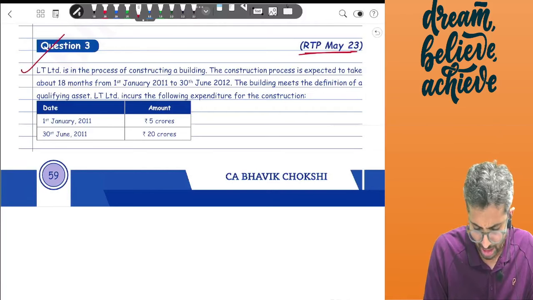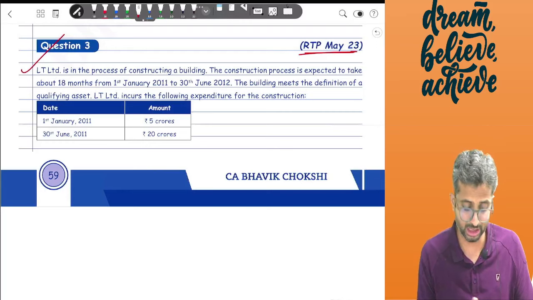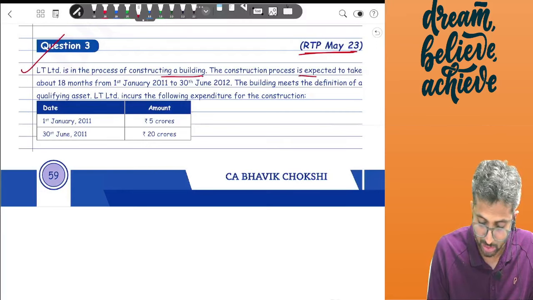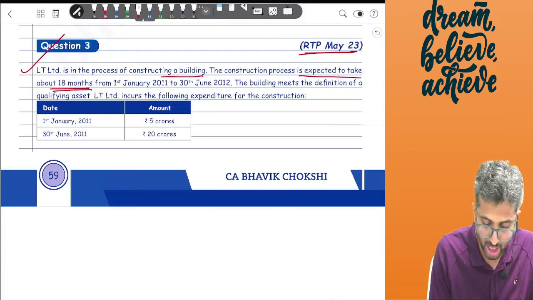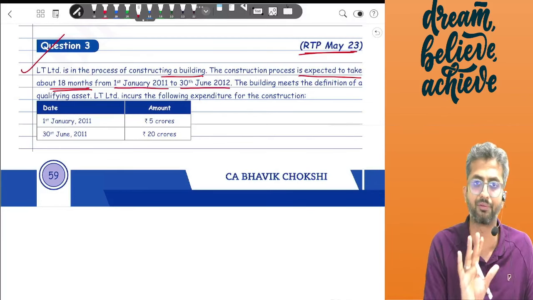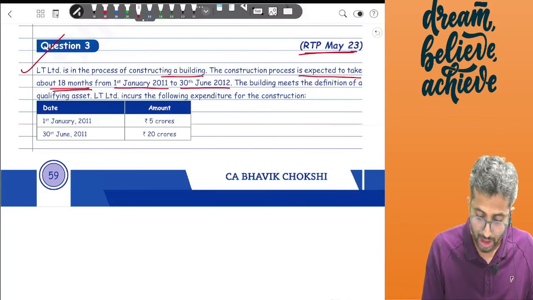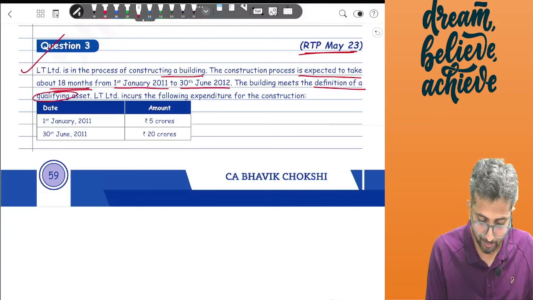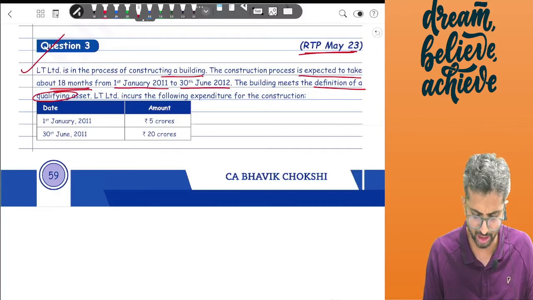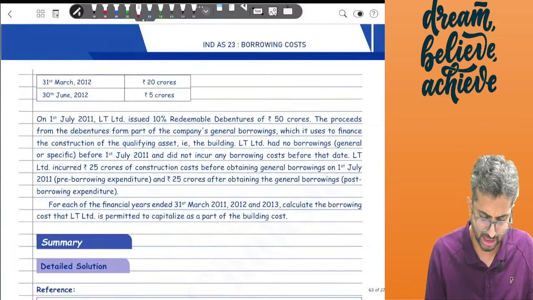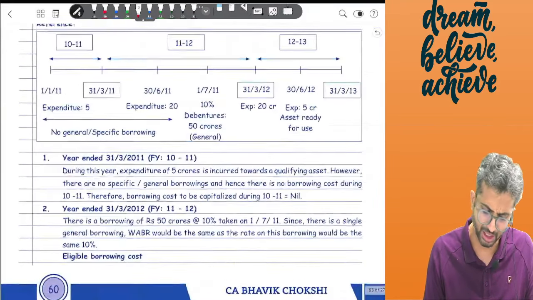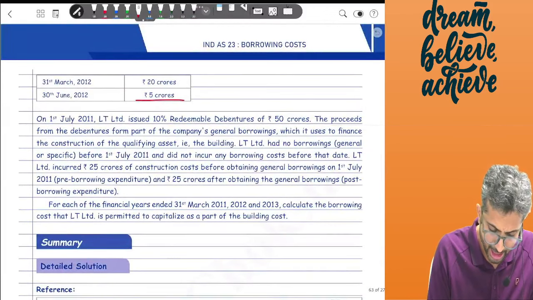If you don't have this handy, it is the RTP May 23 question. LT Limited is in the process of constructing a building. The construction process is expected to take around 18 months from 1st January 11 to 30th June 12. So that is an 18-month substantial period of time, definitely a qualifying asset. The building meets the definition of a qualifying asset. LT incurs the following expenditure for construction. So you have been given expenses of 5 and 20 on 2 dates, and then 20 and 5. So a total, it seems 25 and 25, that is 50 of total expenses.